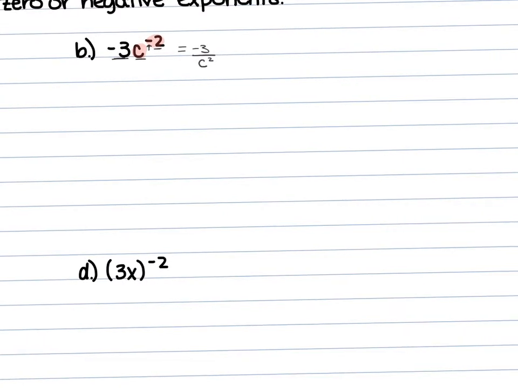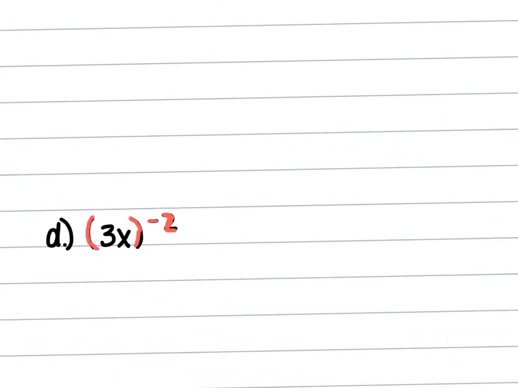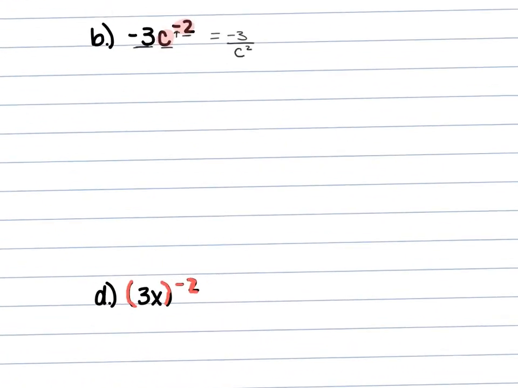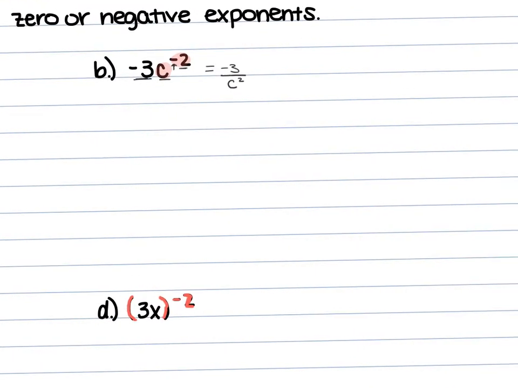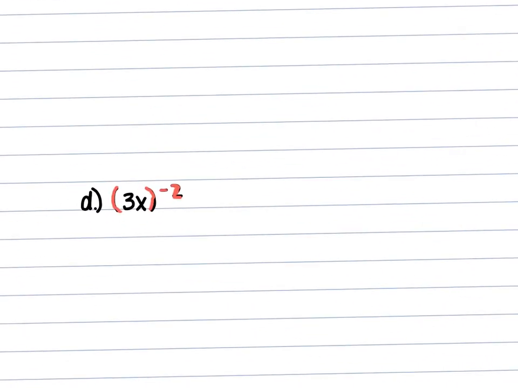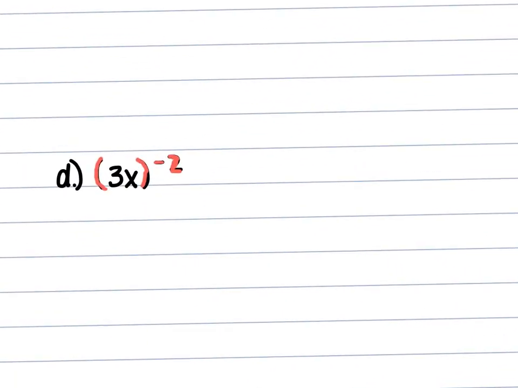So notice the difference between B and C. The main difference is the parentheses. And you can see that there's parentheses around both the 3 and the x. And since it's being raised to the negative second power, that means that both the 3 and the x are being raised to the negative second power. So that applies to both of them. Whereas in B, they did not have parentheses, so that negative 2 only applies to the thing it's attached to, which was the c. So in this case, I see 3x is being raised to the negative second power, which means that I need to put this in the denominator.